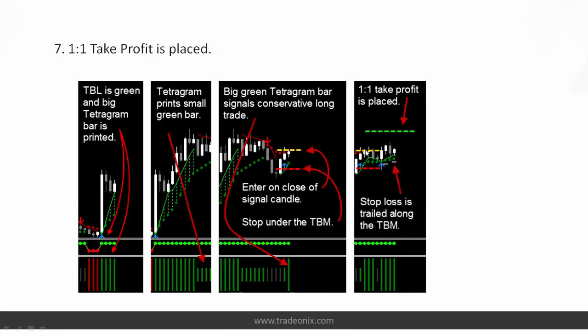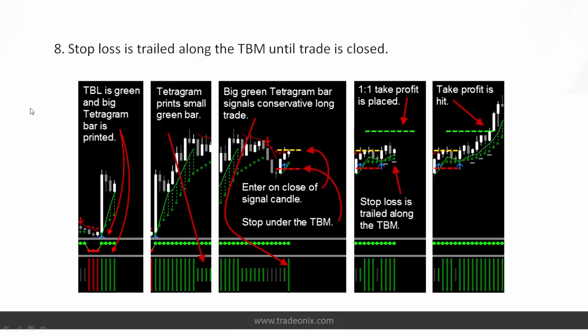So we've entered the trade here. Stop loss goes under the TBM of that signal candle. And from there, we place our take profit the same number of pips. If our stop loss is 20 pips away from our entry, our take profit also will be 20 pips away. So finally, the stop loss is trailed along the TBM. These gray lines represent where the stop loss would eventually be moved until the trade is closed.